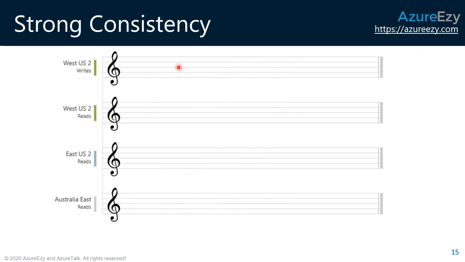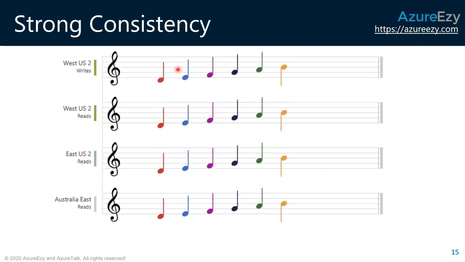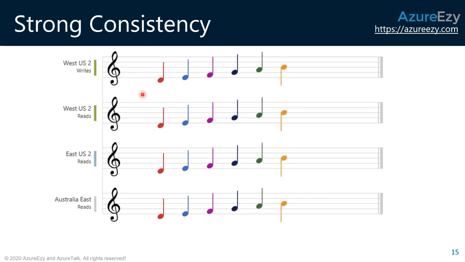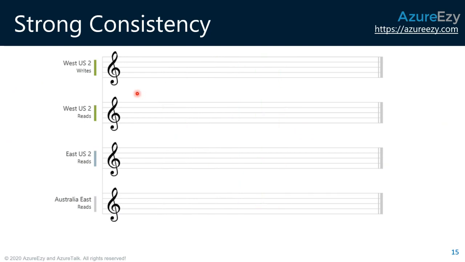So the data is synchronously replicated to all the replicas in real time here. This mode of consistency is useful for applications that cannot tolerate any data loss in case of downtime. Hence, the recovery point objective is 0. Strong consistency offers linearizability.